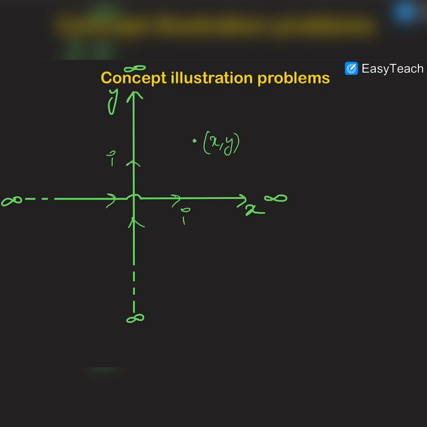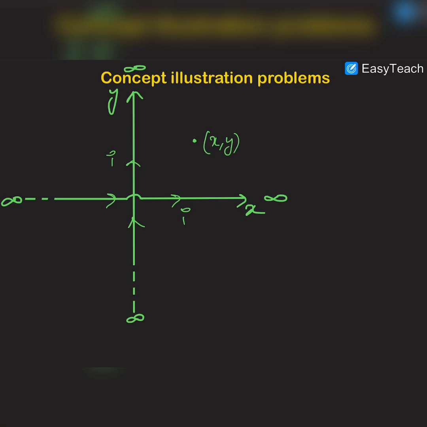In this video, we are going to discuss the concept illustration problems which are based on the magnetic field due to a straight current carrying wire. You can see that there are two infinitely long current carrying wires carrying the same current in the direction as shown, and there is a point (x, y). We have to find out the net magnetic field at this point.